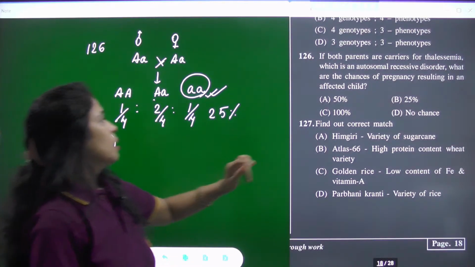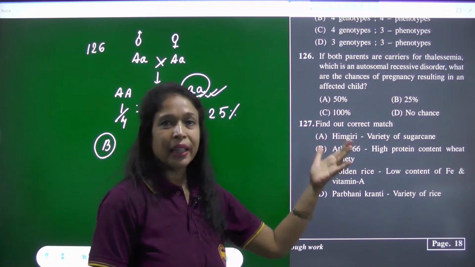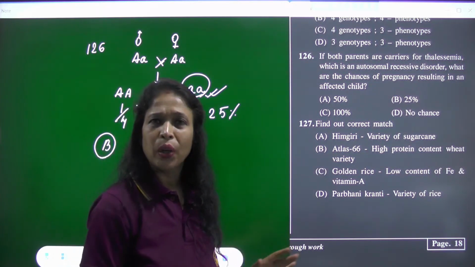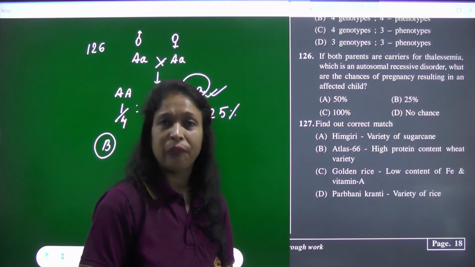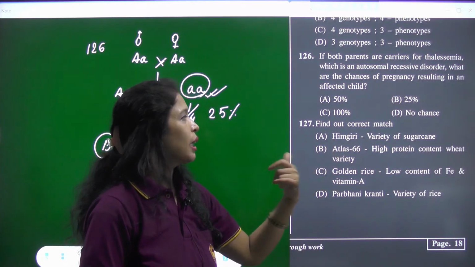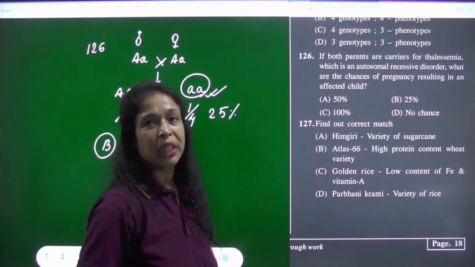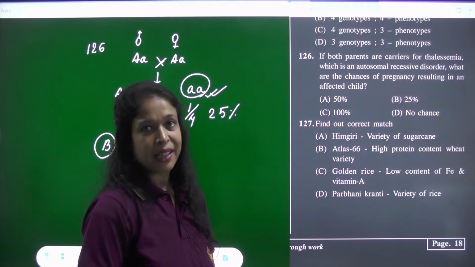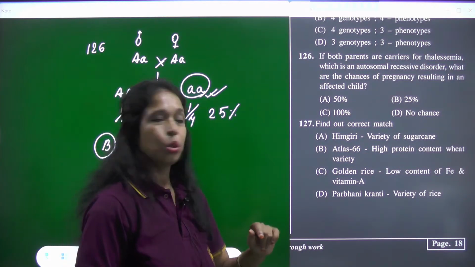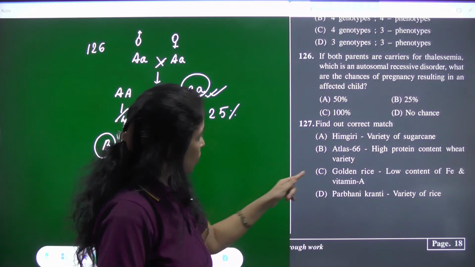Next, find out the correct match. A. Himgiri, you studied all this, it's given in your book. Variety of sugar cane, no. Himgiri, it's a variety of what? Wheat. Atlas 66, high protein content, wheat variety, yes. It's true, biofortified variety, Atlas 66. Golden rice, low content of iron, no. High content of iron and vitamin A rich. So it's wrong.